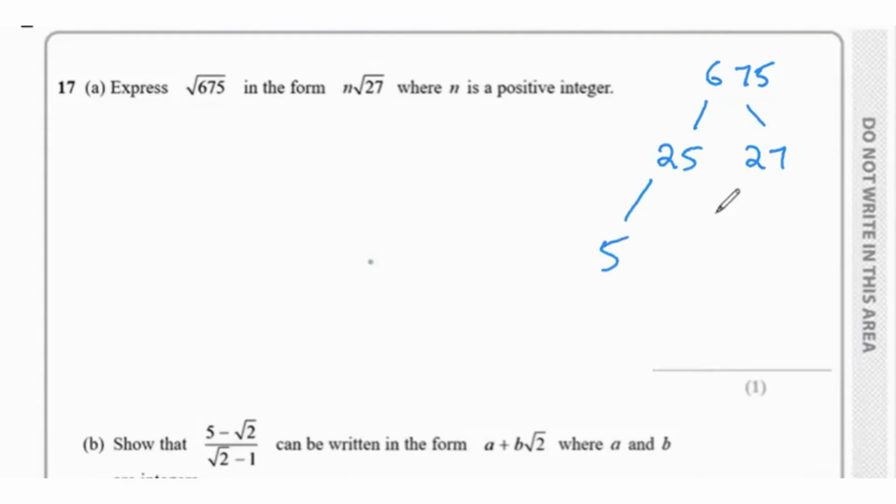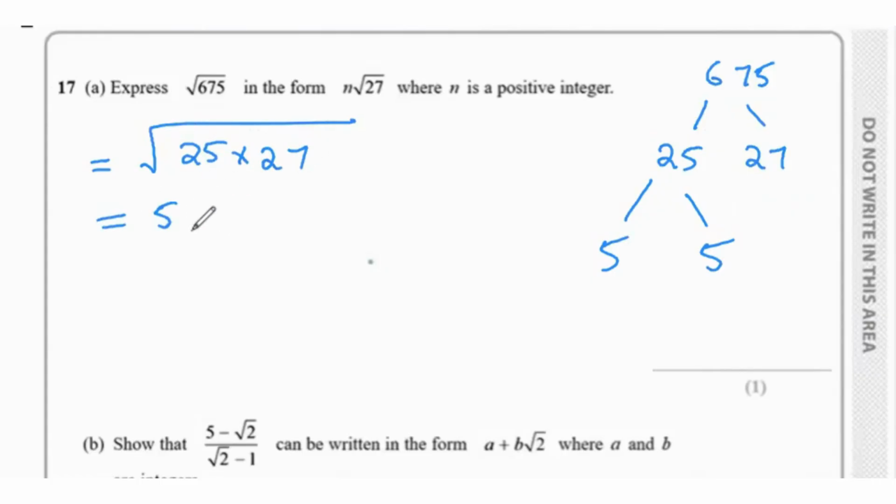So 25 is 5 times 5 because it's a square number. So rewrite 675 as 25 times 27. Square root of 25 is 5. So 5 root 27 is your answer, and n is 5.